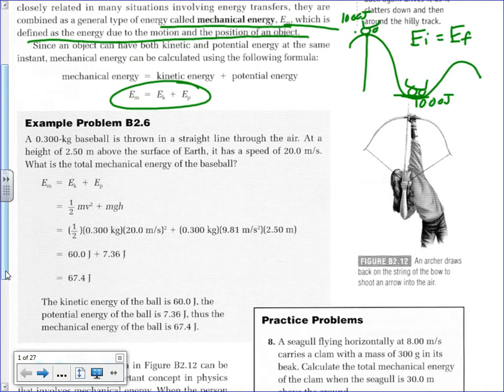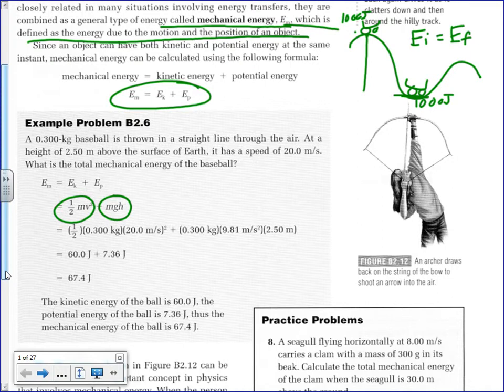All right, it's 2.5 meters above the ground. Does it have potential energy? Okay. It's moving at 20 meters per second. Does it have kinetic? All right. Do I have a formula that can calculate both of those kinds of energy? Yes, I do. All right. I can calculate kinetic energy using 1/2 mv squared, and I can calculate potential energy using m times g times h.